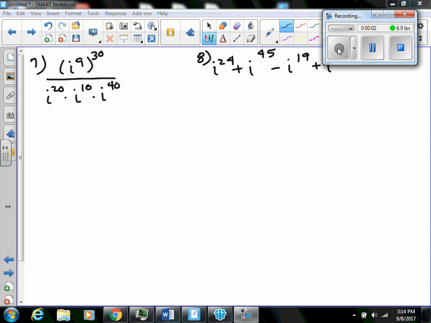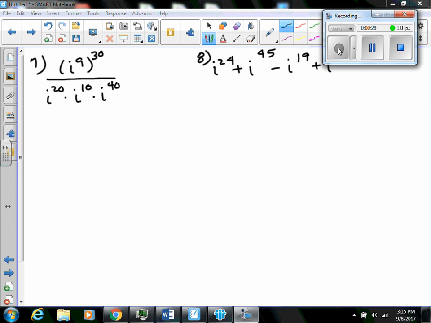Okay, for number 7, this problem requires us to do a combination of different things that we've learned already in class. First thing, you're going to be using your different rules for exponents. Then you're going to be using your rules for i, and you're going to combine all of that stuff together to get your answer. So for number 7, you've got i to the ninth raised to the 30th power divided by i to the 20th times i to the 10th times i to the 40th.